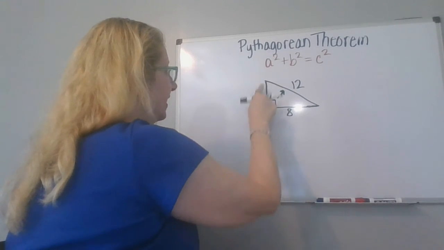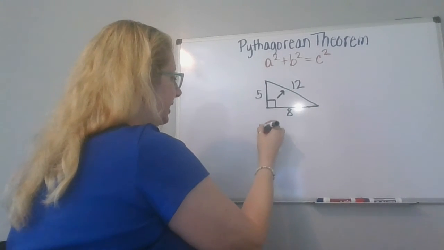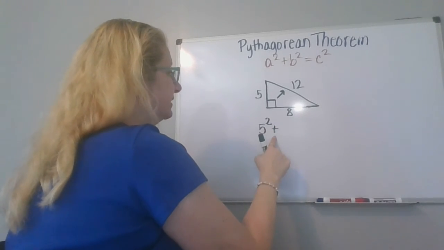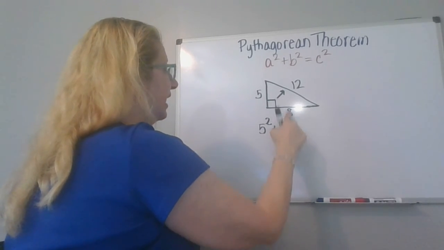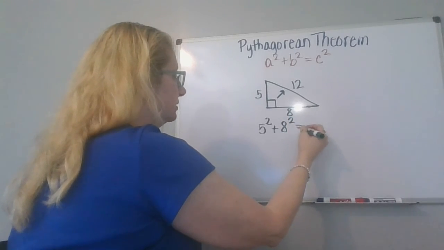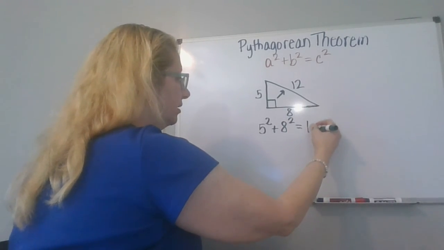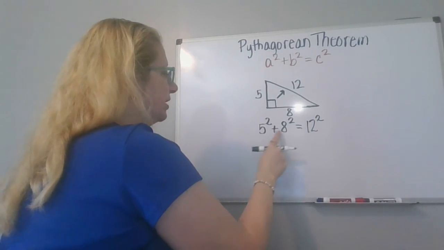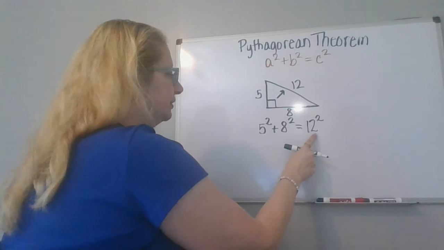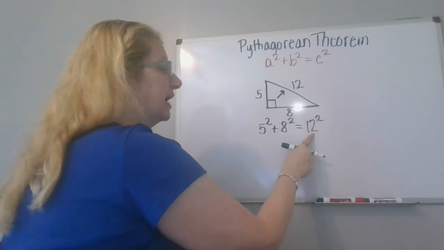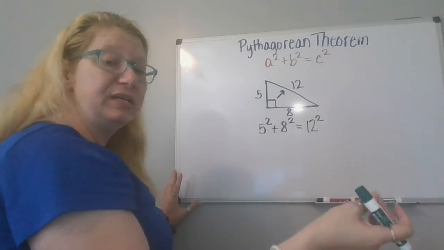So let's start with 5 and plug that in for A. So we have 5 squared, and we're talking about a sum. So now we're going to do the other leg for B, plus 8 squared equals C is 12, and we're going to square that as well. So we have the sum of the squares of our legs equal to the square of the longest side, which would be the hypotenuse if this truly is a right triangle.